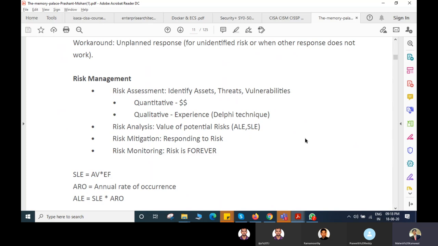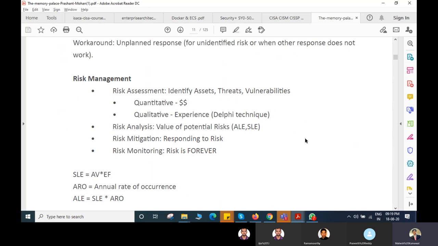But in qualitative risk, we rely on experience and Delphi techniques. It means you cannot say how much disaster, how much loss you will bear. Suppose a tsunami, an earthquake, or a COVID-19 pandemic situation. How much the companies will lose cannot be analyzed, because there are no financial figures. So it is based on expectation, and as per their experience, they find it out.